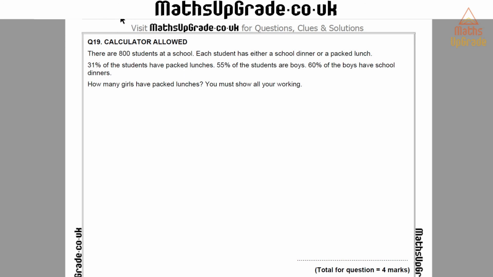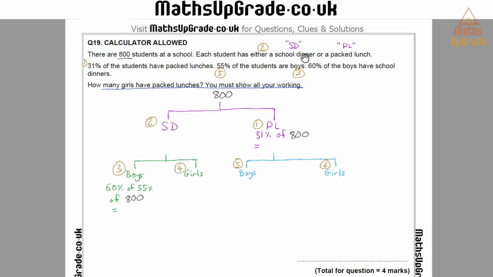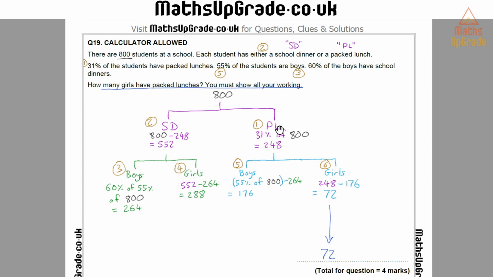So this is a very involved question, a very complicated question. I'm just going to draw a diagram to help us out here. I'm using SD to represent school dinners and PL to represent packed lunches. First of all, there's 800 students at the school, so let's put 800 at the top here. I'm then told that 31% of the students have packed lunches, so let's find 31% of 800. 31% of 800 is 248.